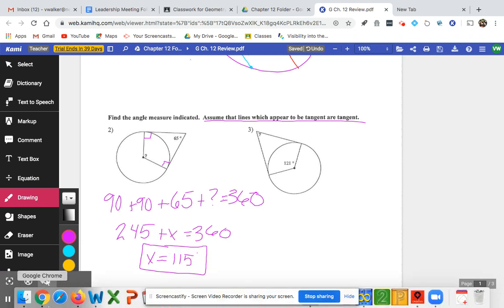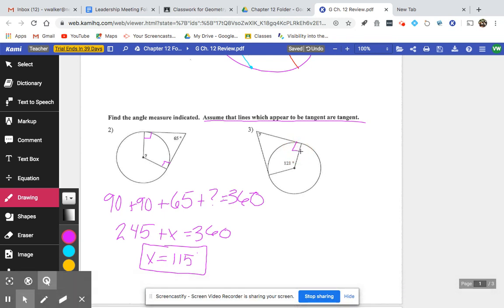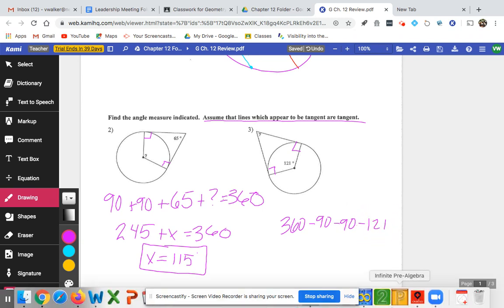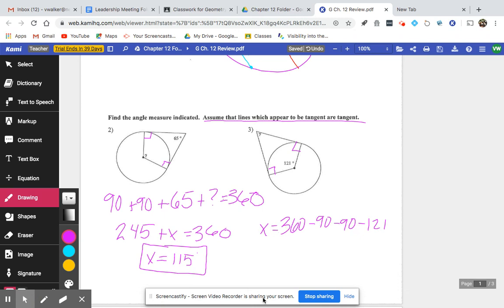Same thing with number 3. 90-degree angle here and here. So we're going to do 360 minus 90 minus 90 minus 121. That'll get you your missing value for x. So x is 59. What I did is I approached the same problem 2 different ways. You could go the way I did with number 2, or you could do it with number 3. Either one is totally fine.